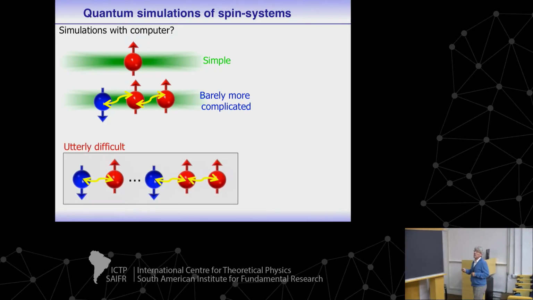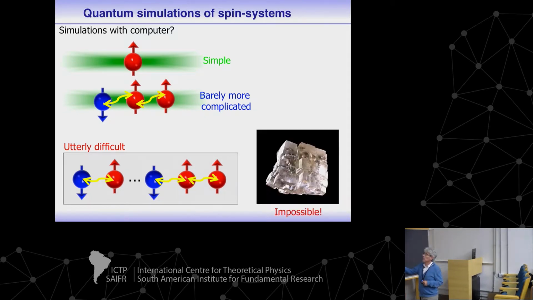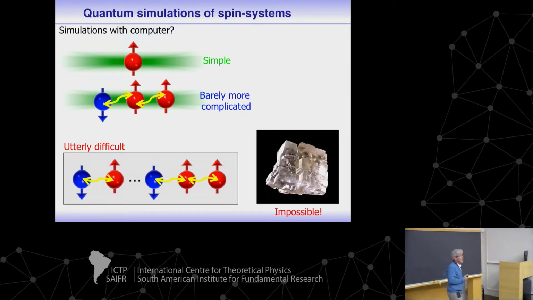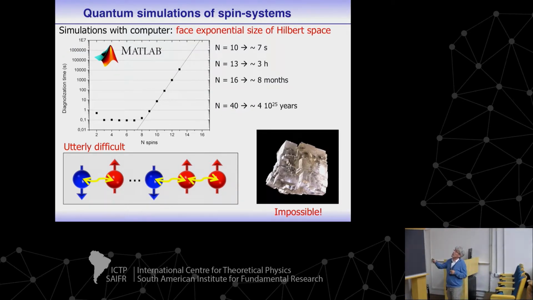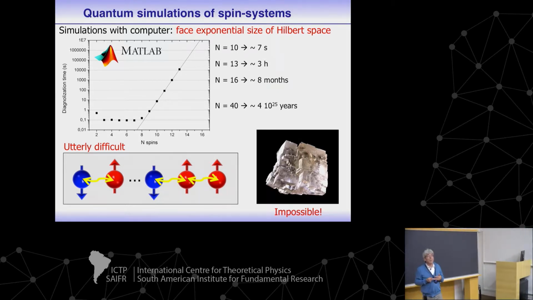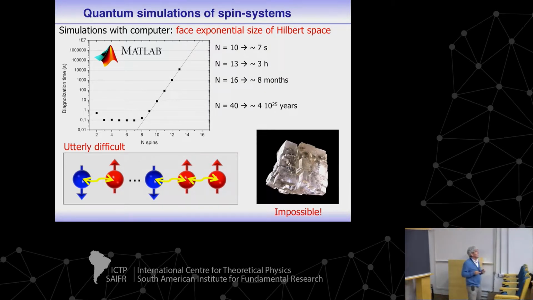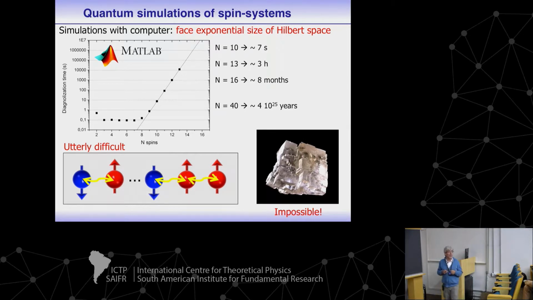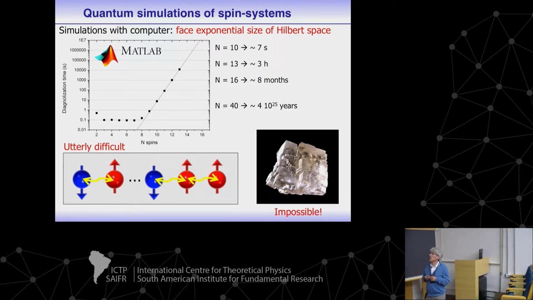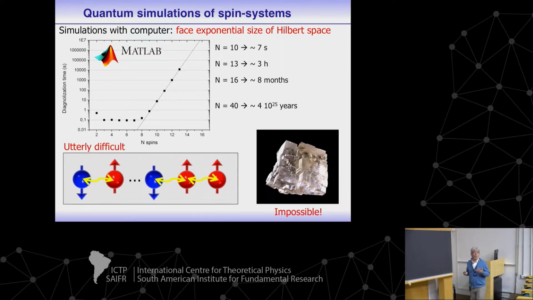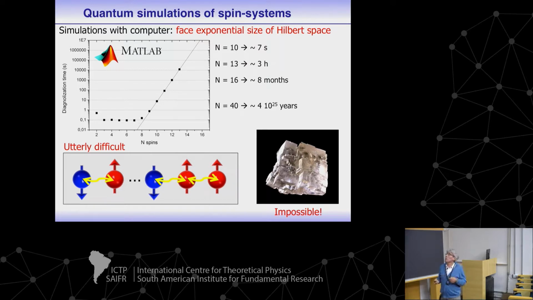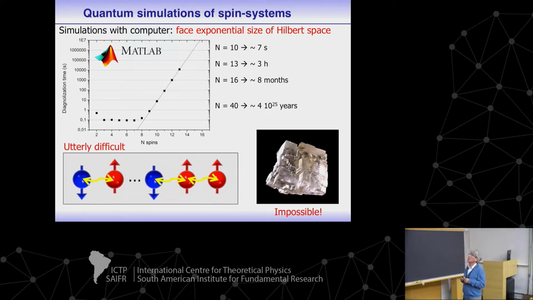If you have many, then it becomes very difficult. And if you have a macroscopic sample of matter, it's completely impossible. So why is it impossible? It is related to the exponential size of the Hilbert space in many-body physics. If you take n two-level systems, the number of states in your Hilbert space is 2^n. So it's exponential in n, and as everybody knows, exponentials go up very fast. So here, to illustrate this with a simple tool, most of you probably can use MATLAB on your personal computer.